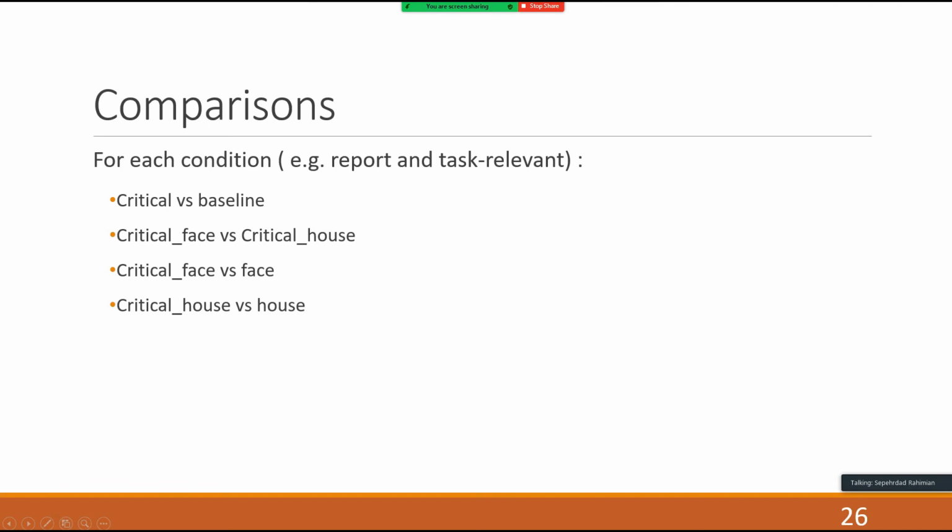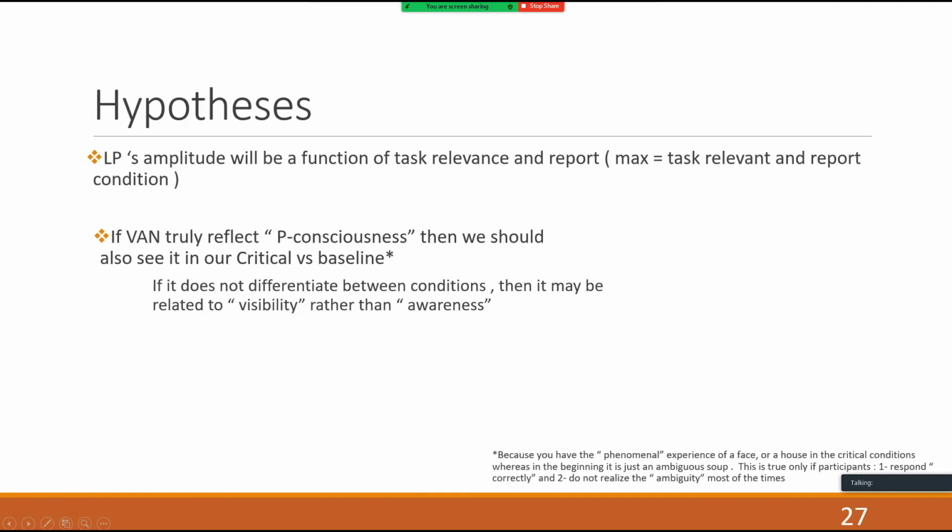And I want to see for each condition how the signal is different for the critical trials that you reported to be the face versus the house. And also I want to see how the critical face reports differ from the actual face, and vice versa. This is, I think, the most important part here: the critical versus the baseline. And so some more electrophysiological hypotheses, even though honestly we cannot make much: the late positivity's amplitude will be a function of task relevance and report. So I expect the amplitude to be maximum when the information is task relevant and in the report condition, and then to drop in other conditions.